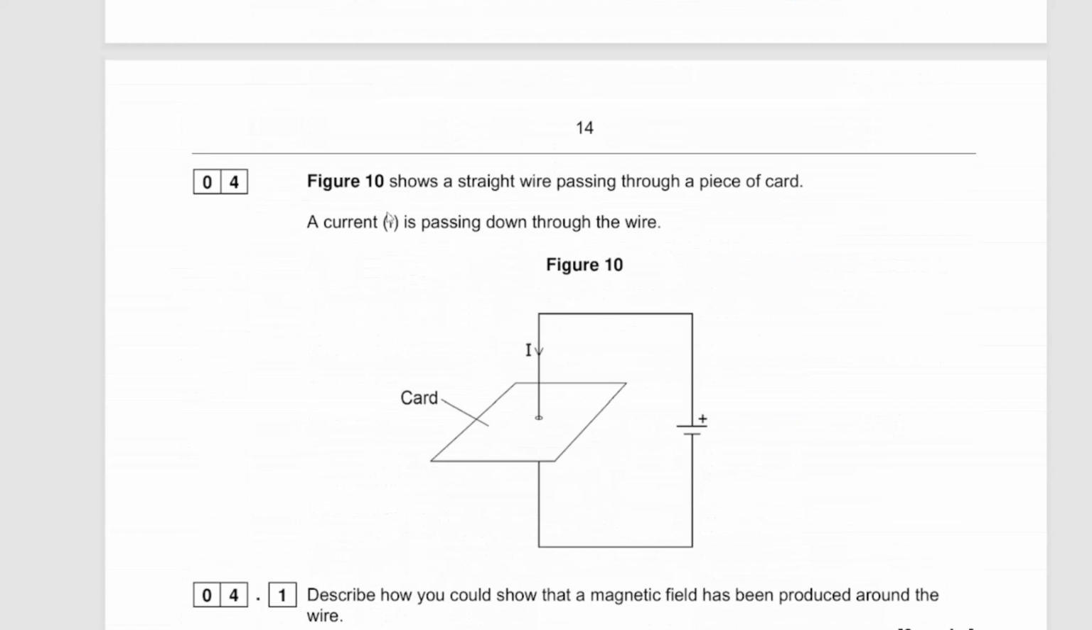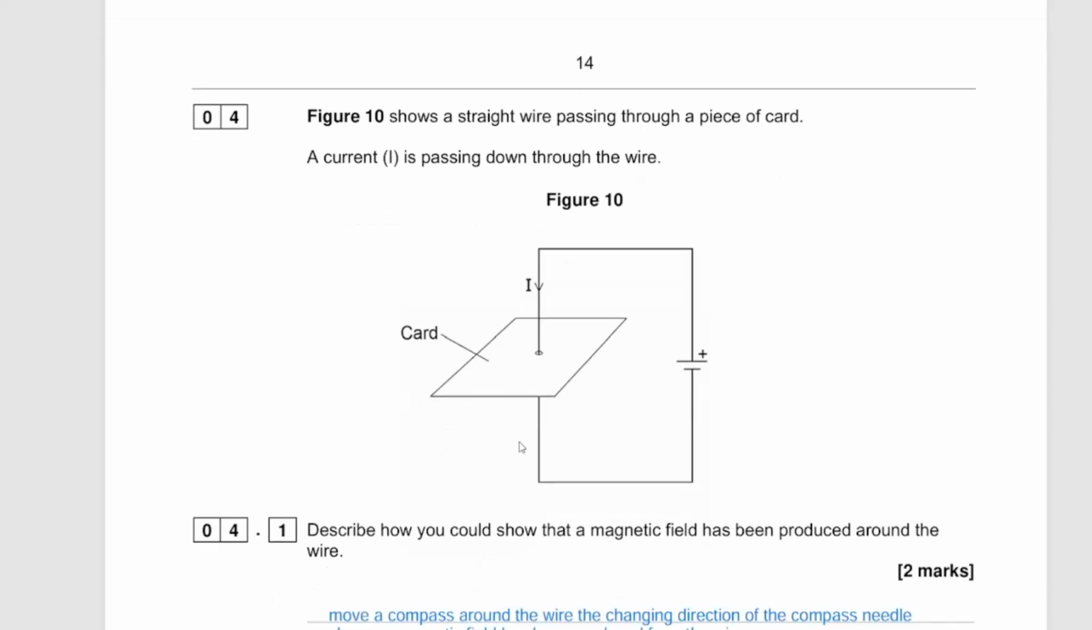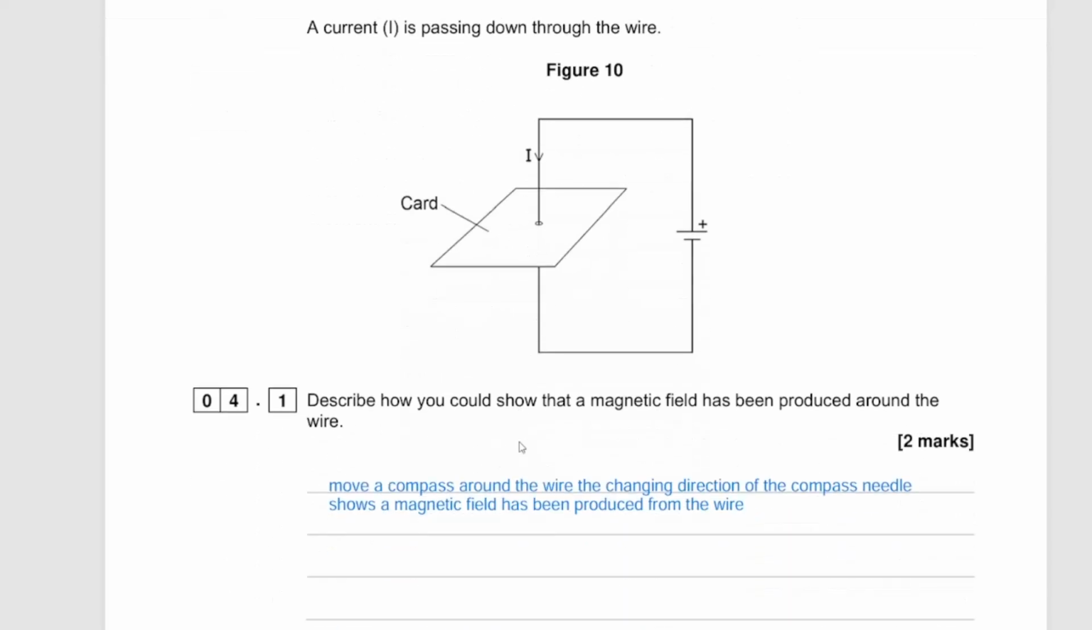For question 4, figure 10 shows a straight wire passing through a piece of card. A current is passing through the wire. Describe how you could show a magnetic field has been produced around the wire. Now, there's two ways to do it. With the card, they're hinting towards the fact that you use iron filings and tap it until you can see the magnetic field lines. However, you could just move a compass around the wire and show how the change in direction of the compass needle shows a magnetic field has been produced by the wire.